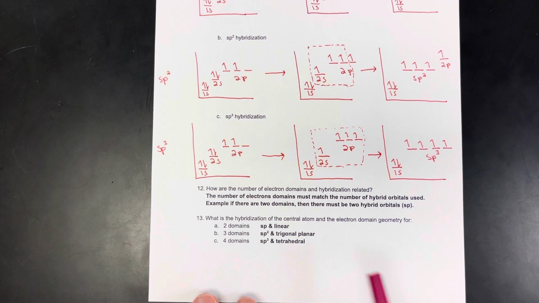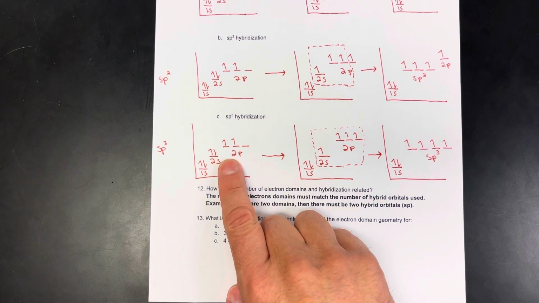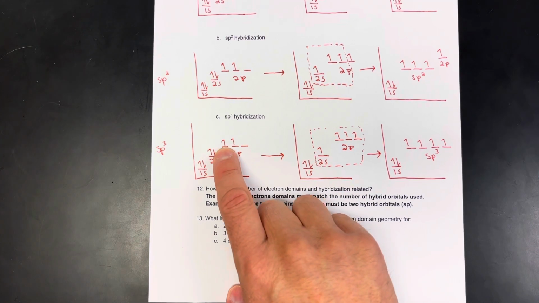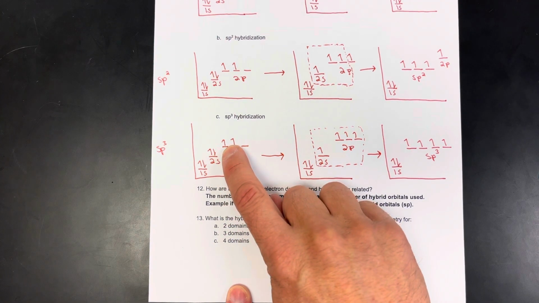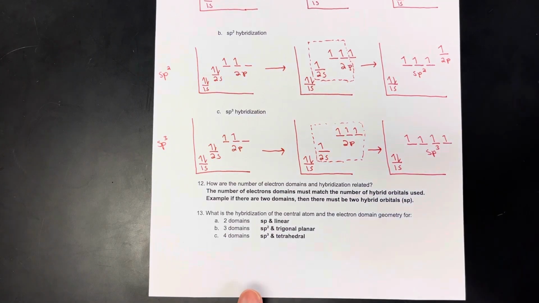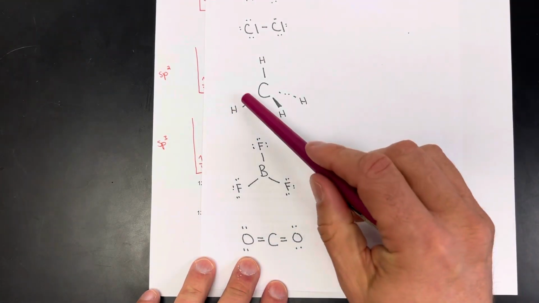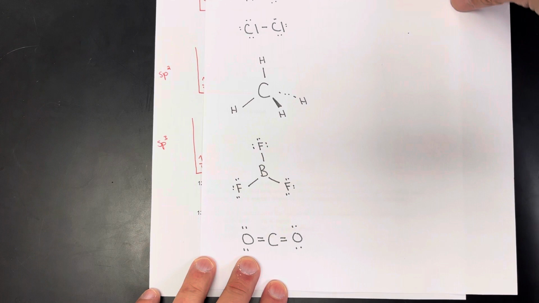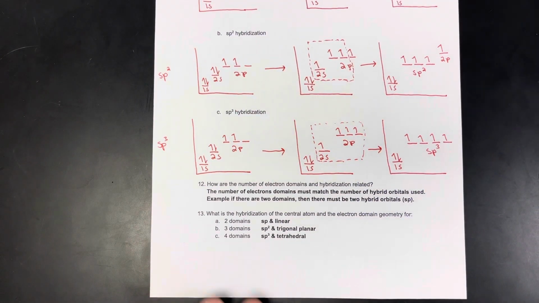But if carbon never did any hybridization, if it just stayed in its ground state, you can see it could only make 2 bonds, one right here and one right here. And carbon is making 4 bonds in CH4, 1, 2, 3, 4. So this is why the hybridization has to take place.